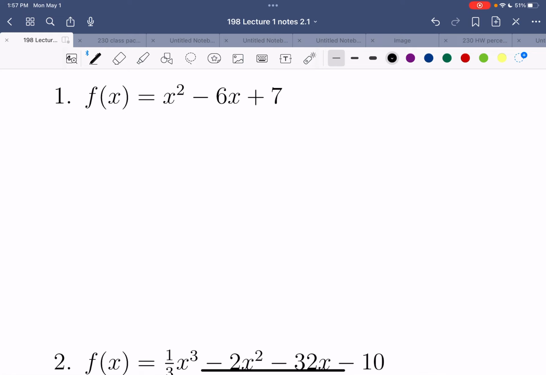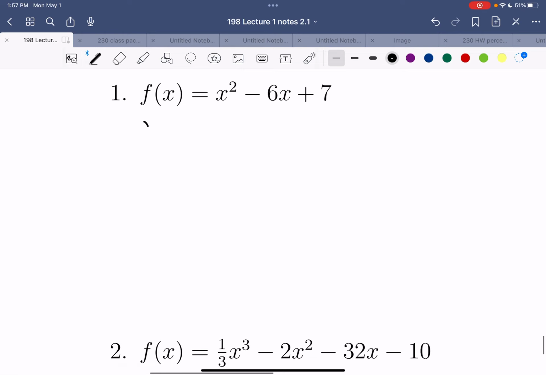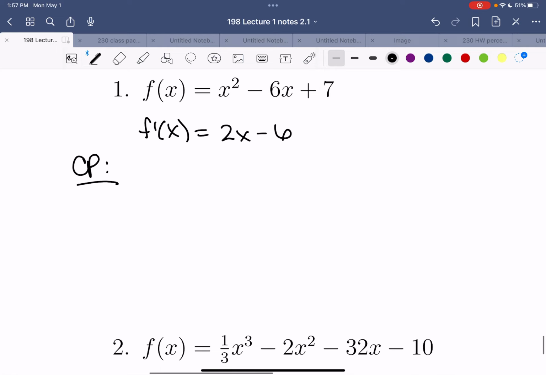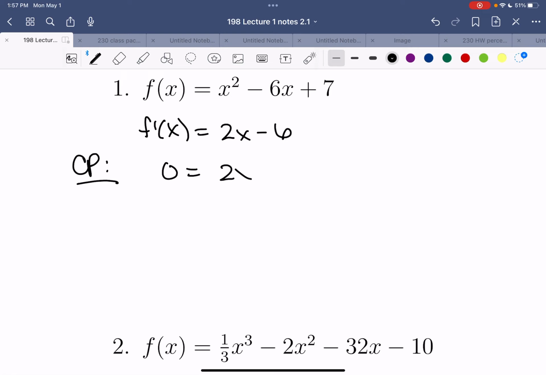Regardless of which of the tests we use, our first step is always the same. You're always going to find your critical points first. So in order to find a critical point, I'm going to take the derivative, in this case 2x minus 6, and set that equal to 0. Now there's no fraction here, so it's not going to be undefined anywhere. If I solve this, I can add 6 and divide by 2, or I can just factor out the 2 and set what's in parentheses equal to 0. That gives me x equals 3 as my critical point.